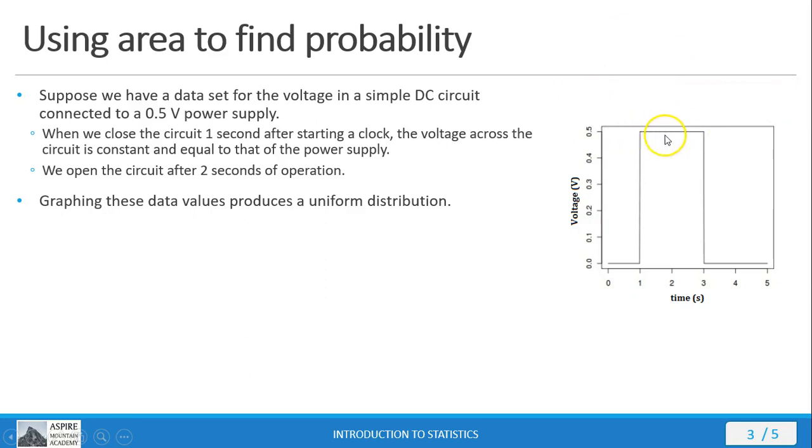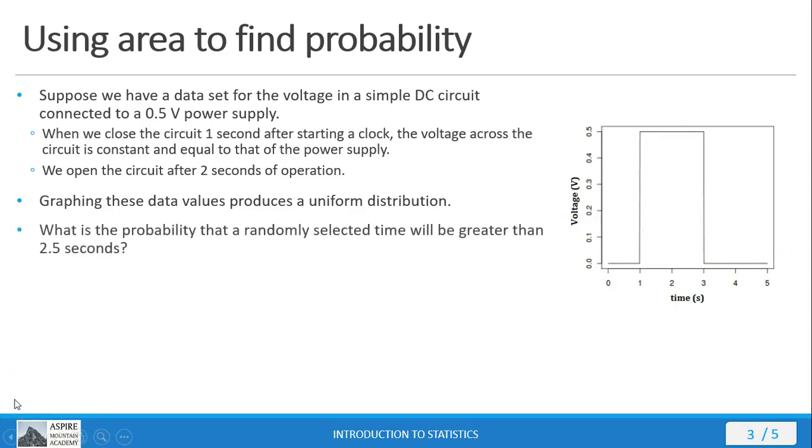We then leave it on for 2 seconds. That brings us over here to 3 seconds. And then we turn it off. So the voltage comes back down and then continues along the x-axis. Here we have an example of a uniform distribution.